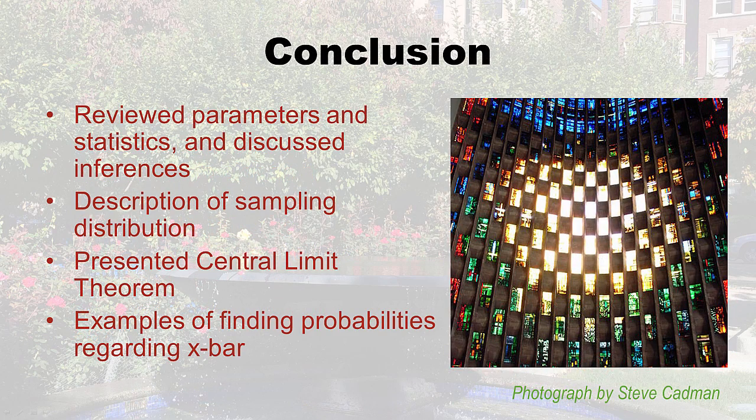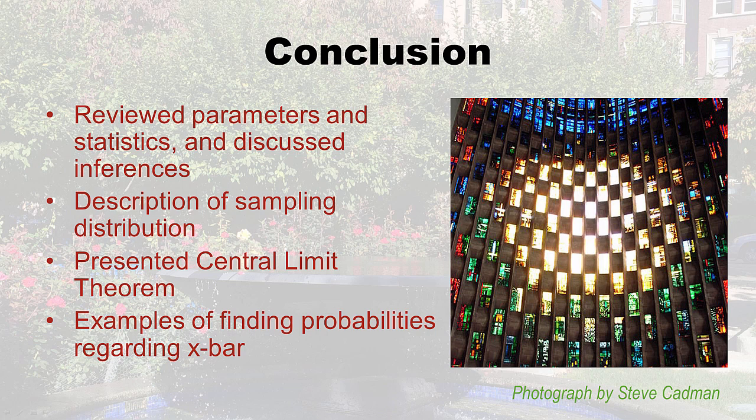So, in conclusion, we reviewed the parameters and the statistics and those notations, and we talked about inferences and what we're doing with inference. Next, we talked about what a sampling distribution is and how that's different from a frequency distribution. Then I presented to you the central limit theorem, which may have been kind of confusing because theorems always are. They're always about different principles and about different things equaling each other. But because of the central limit theorem, we then have permission to do the operations we're doing after that, which is finding probabilities regarding x bar.